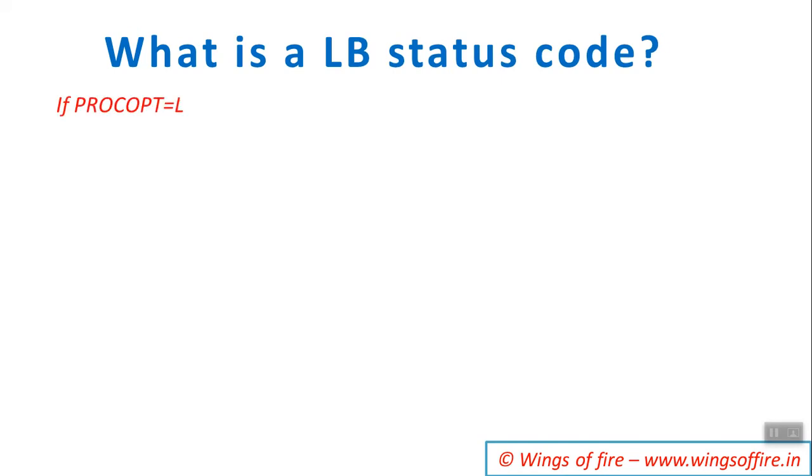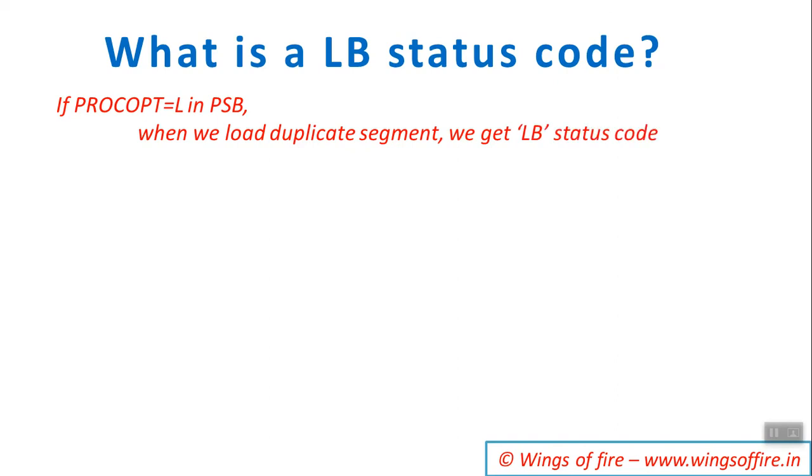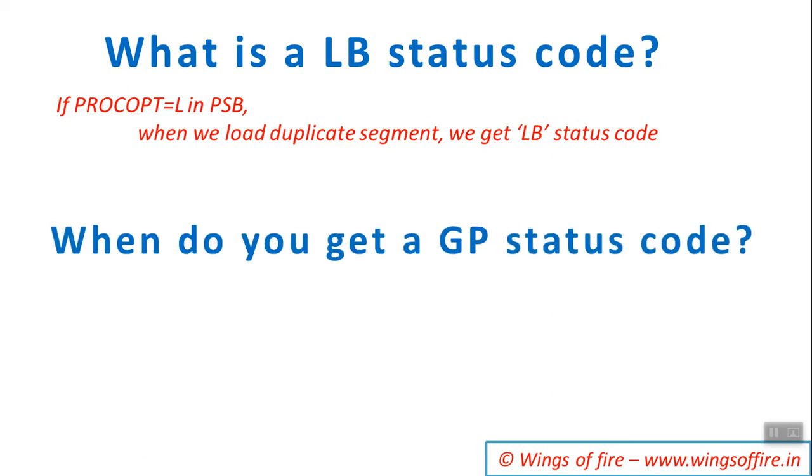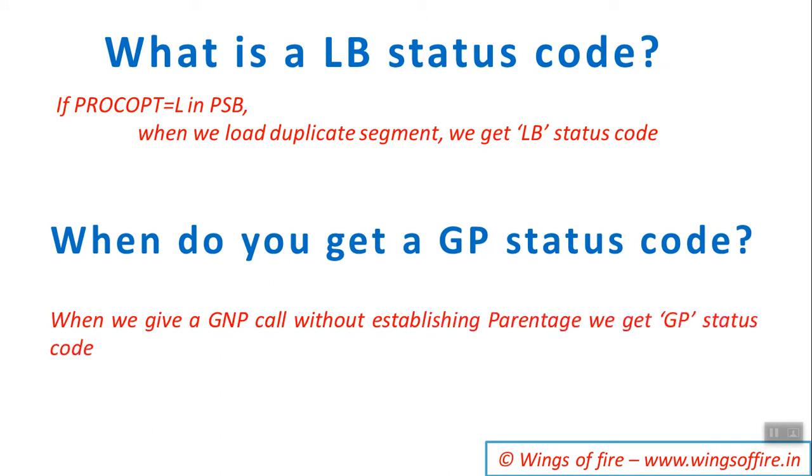When do you get an LB status code? I already told you: if you use processing option L or LS and you're loading the database for the first time, which is done by the administrator only, and you get a duplicate segment occurrence, you'll get an LB status code. When do you get a GP status code? It's quite common. When you don't establish parentage and you try to give a GNP call, it will fail with a GP status code. A GNP call requires parentage to be set, and you have to set parentage via a GU or a GN call.